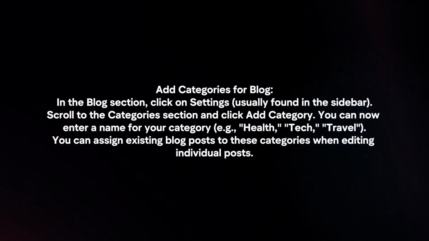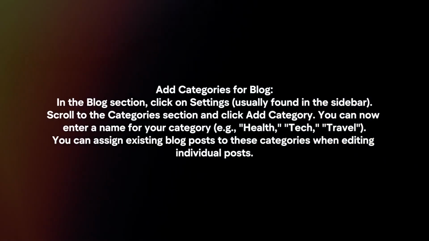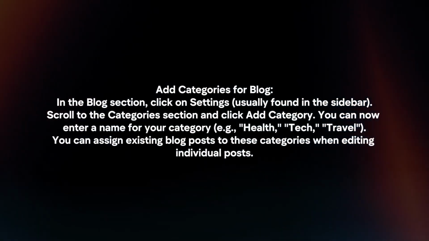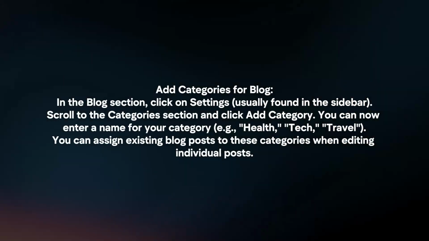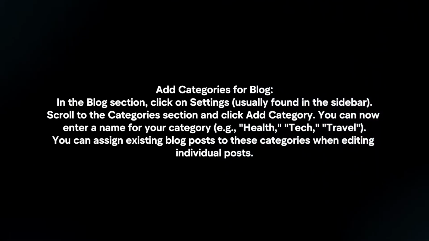Add categories for blog. In the blog section, click on Settings. Scroll to the Categories section and click Add Category. You can now enter a name for your category. You can assign existing blog posts to these categories when editing individual posts.